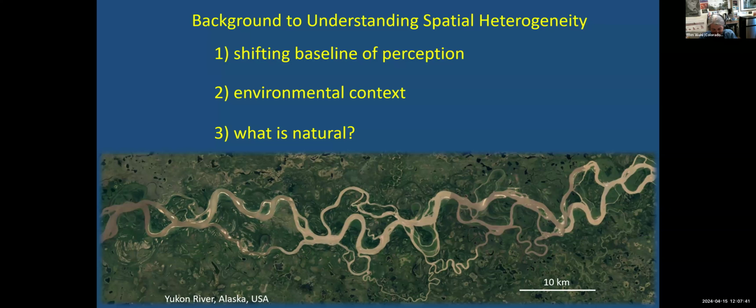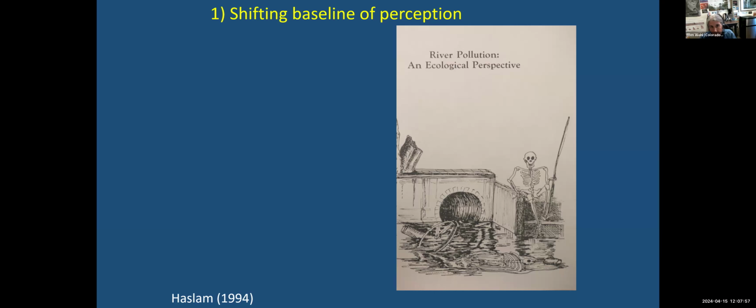So going back to the idea of baseline of perception, this is part of the inside front cover of a British textbook on river pollution. And I think everybody would look at this and say, oh, that's awful. What I found really interesting was the opposing front cover, which is this. And again, I think all of us would look at it and say, oh, that's so much better.